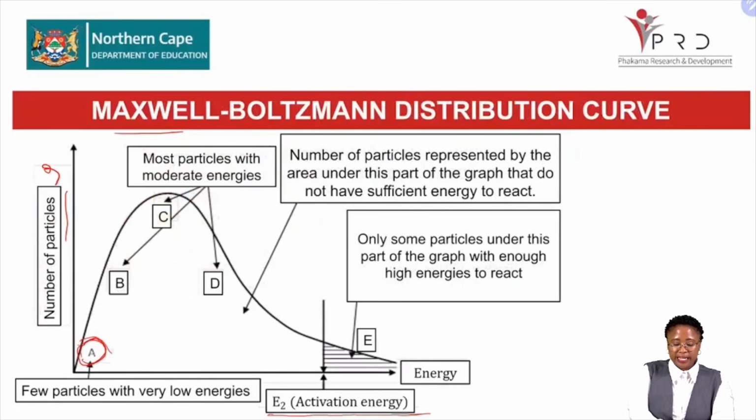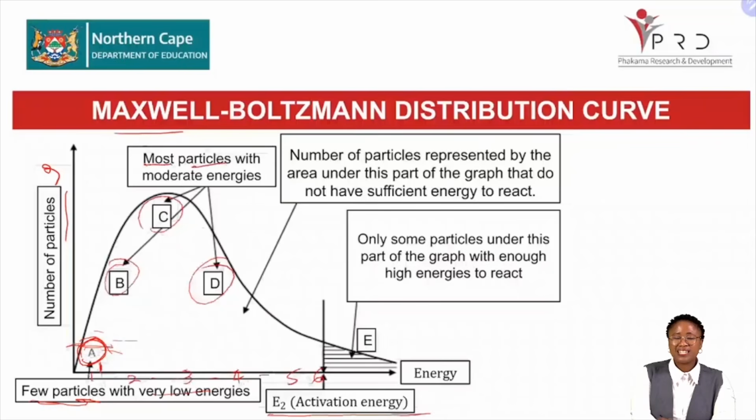What is happening at this time interval, or what is happening to the energy? Here we have fewer particles. As you can see, there are very few particles over here with very low energy. If we were to put values here, we would say 1, 2, 3, 4, 5, 6. You can see that over here, there is low energy with very few particles. Okay, then B, C, and D.